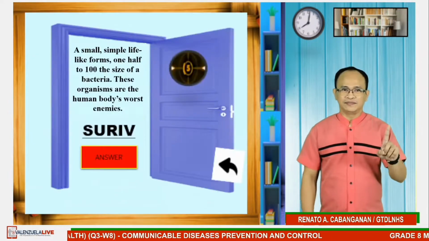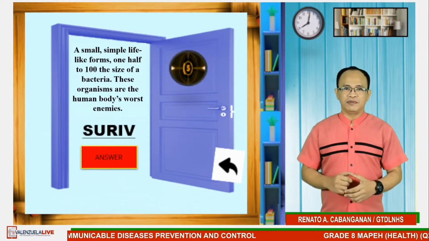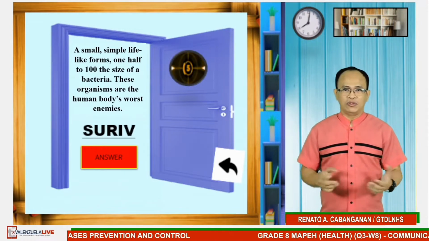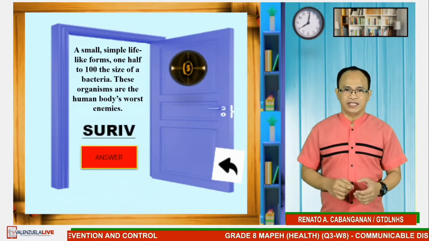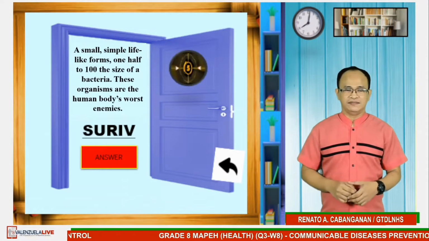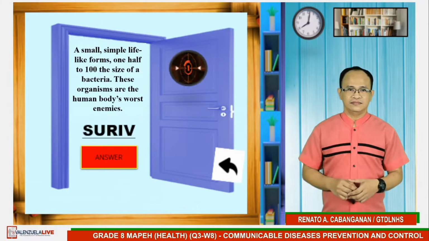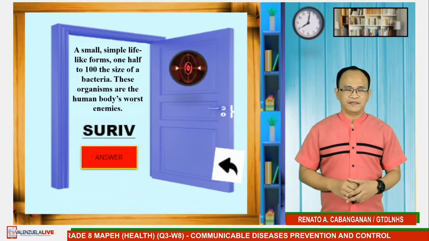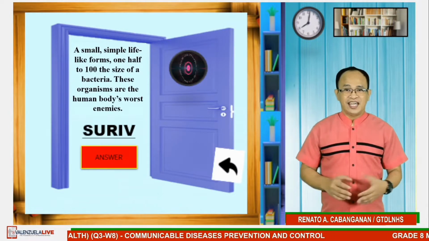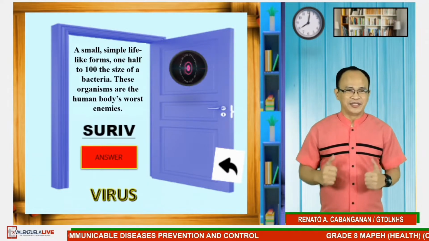Door number 1. A small, simple life form, 1/2 to 100 the size of bacteria, these organisms are the human body's worst enemies. 5, 4, 3, 2, 1. Time's up. What do you think is the answer? If your answer is virus, you are correct. Very good.